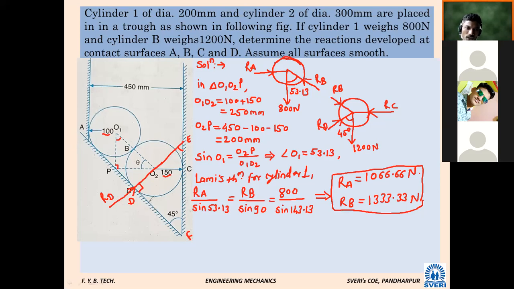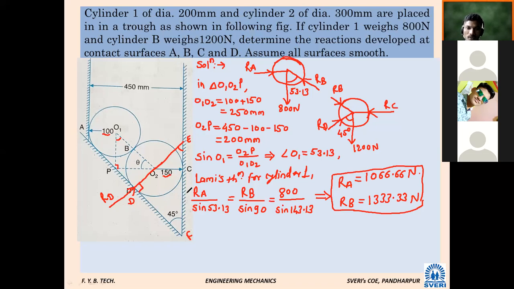So I have completed this triangle EFD, and I got one angle here of 90 degree and here 45. So automatically this angle will become the remaining angle, 45. That 45 angle is made with vertical line. So obviously our force, this 1200 Newton force, is vertical. So the angle between the 1200 Newton force and RD is also 45 degree.